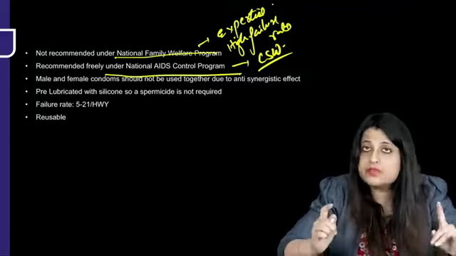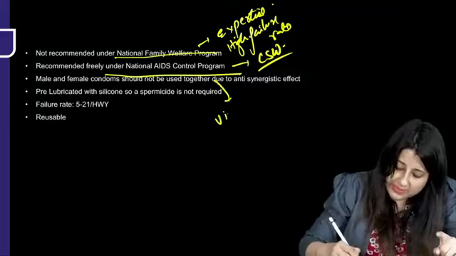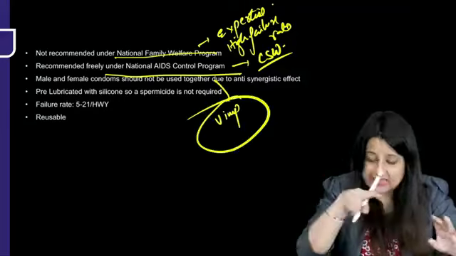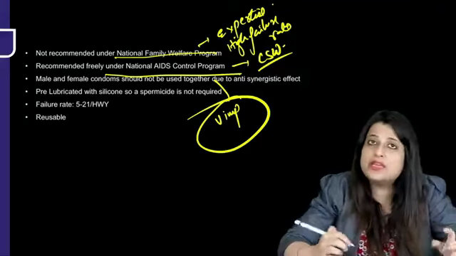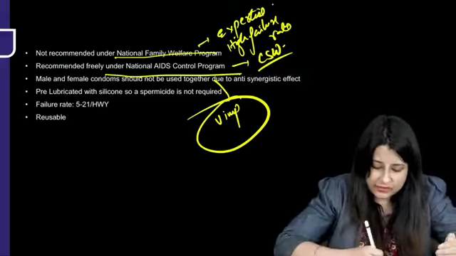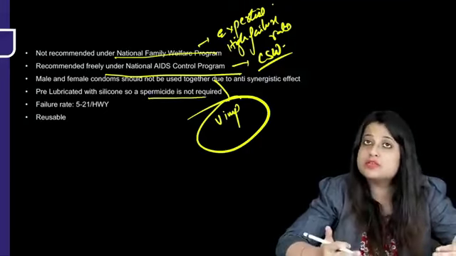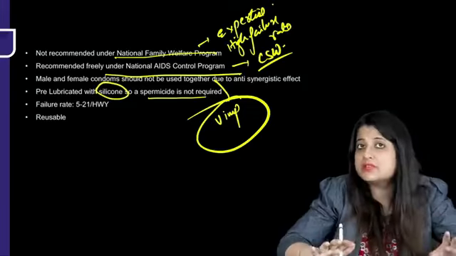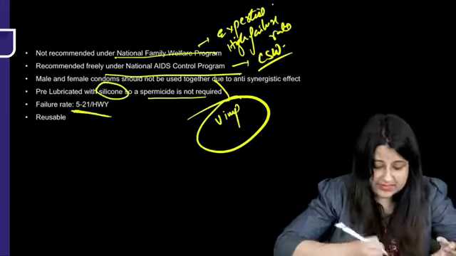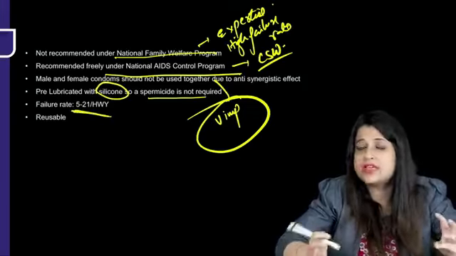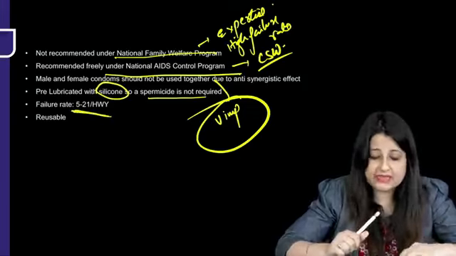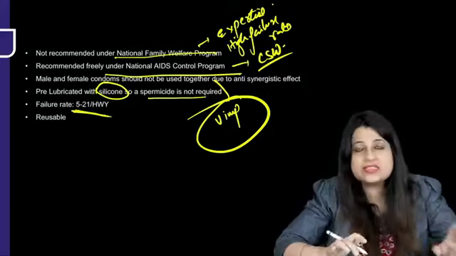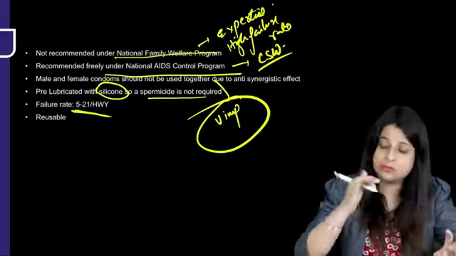Male and female condoms, remember one very important point: never use male and female condom together. They cannot be used together. Since it's pre-lubricated, you don't actually need a spermicide. Male condoms can be used with a spermicide. Female condoms are pre-lubricated with silicone, so spermicide is also not required. Failure rate, you can see it's so high. Plus, it's reusable. So you could get a question like this: female condom is being provided under which program? It is the National AIDS Control Program, not the National Family Welfare Program.